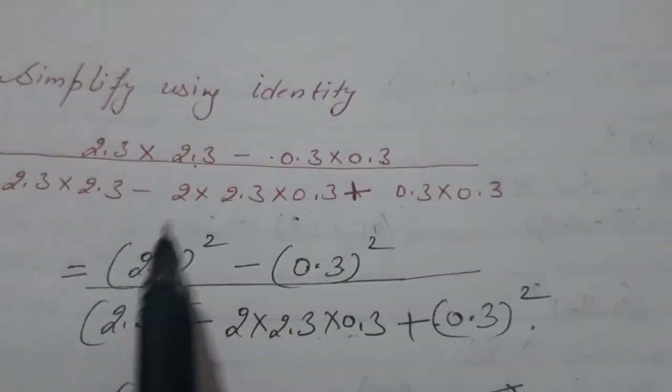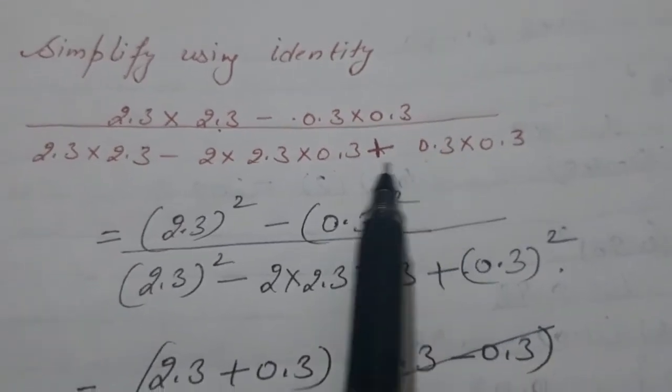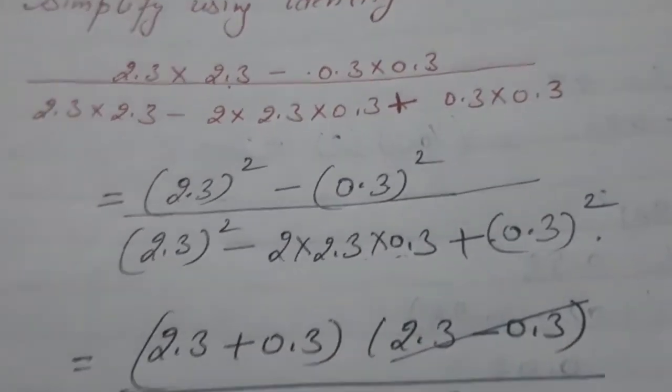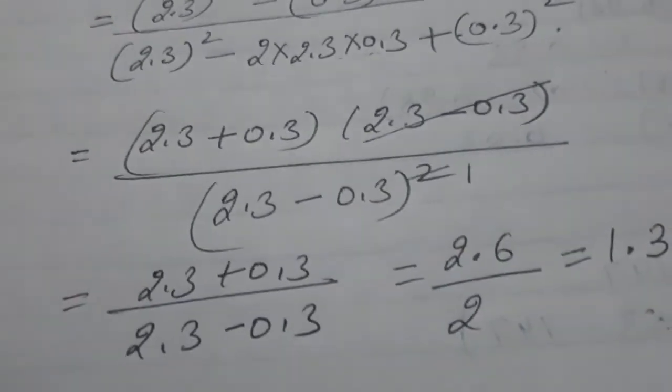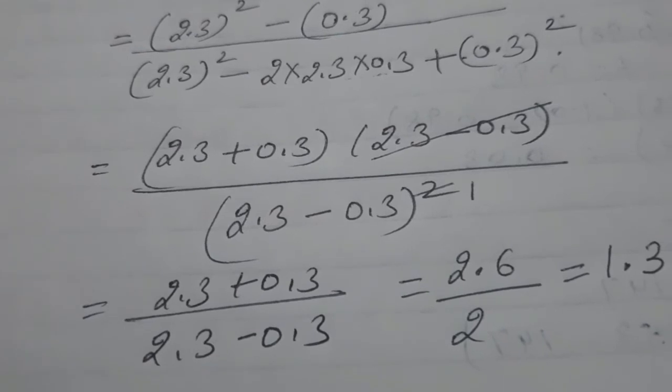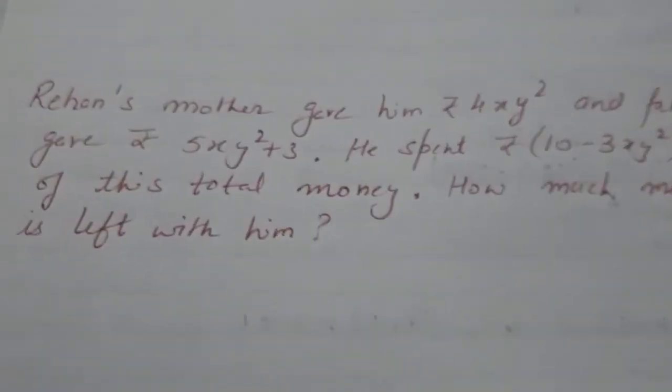By just looking at this question you may find it to be difficult, but using the identities its answer comes out in only 2 steps. I hope you understand it. Let us do one more.